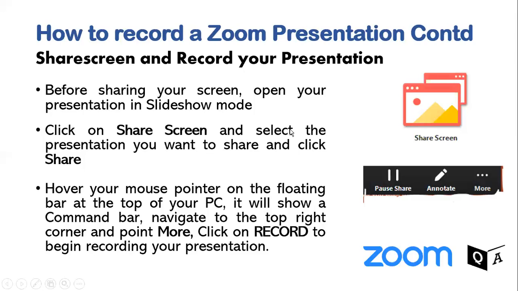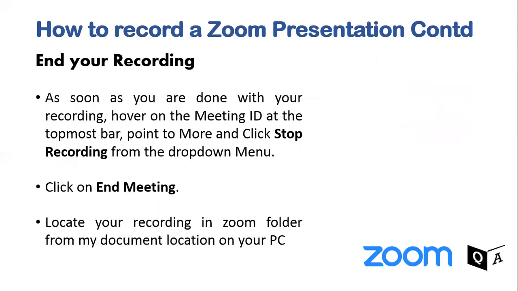So you move from one slide to the other, and you record your training. Now, as soon as you're done with recording, you hover over the meeting ID again, it could be at the top of your screen or at the bottom of your screen. So you point to More and click Stop Recording from the drop-down menu. After you've done this, you click on End Meeting.